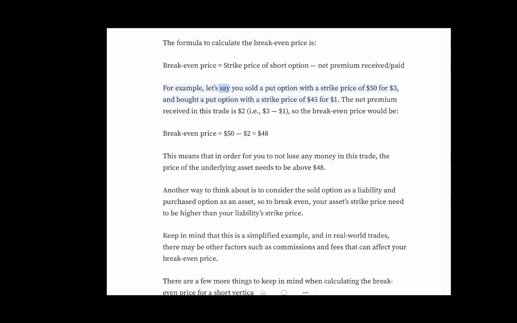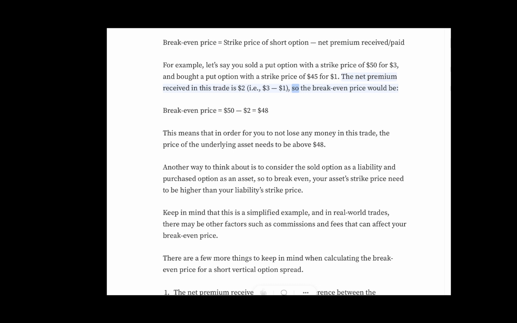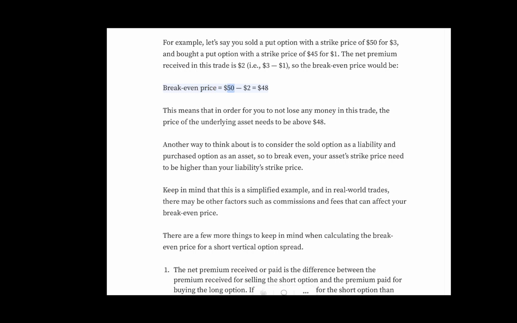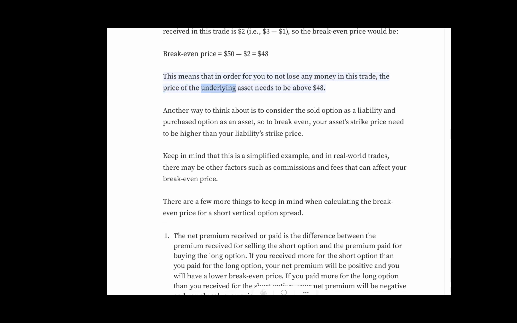For example, let's say you sold a put option with a strike price of $50 for $3, and bought a put option with a strike price of $45 for $1. The net premium received in this trade is $2, i.e., $3 minus $1, so the break-even price would be $50 minus $2, which equals $48. This means that in order for you to not lose any money in this trade, the price of the underlying asset needs to be above $48.